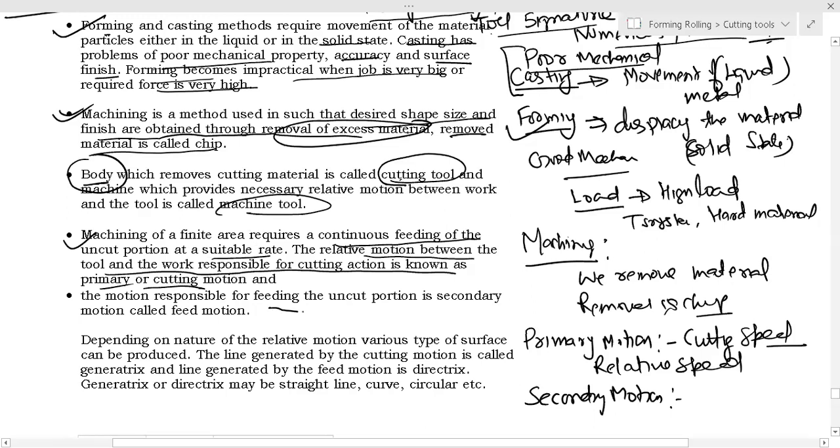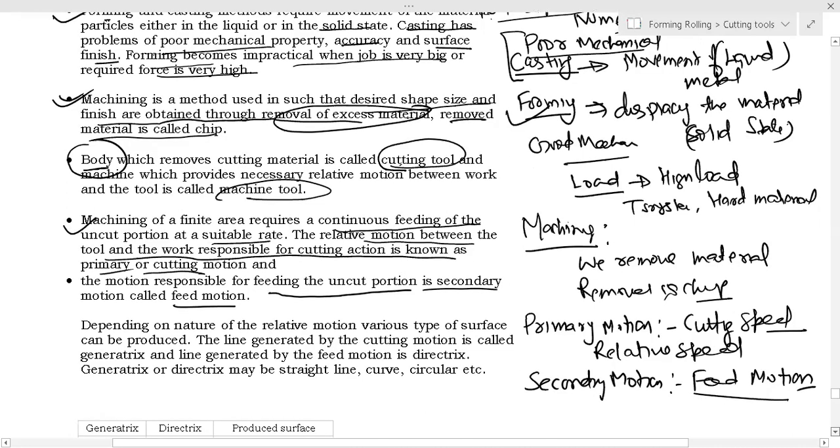Secondary motion we actually call feed motion. The motion responsible for feeding the uncut portion is called feed motion. So you have secondary motion, which we call feed motion, where you have to continuously feed the material. So two types of motion are required in machining: one is your primary cutting speed and the secondary is your feed motion.